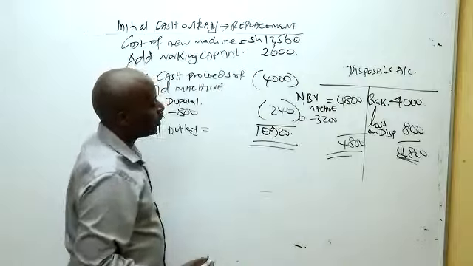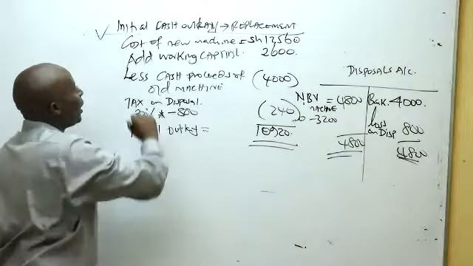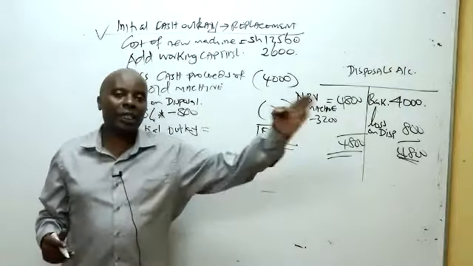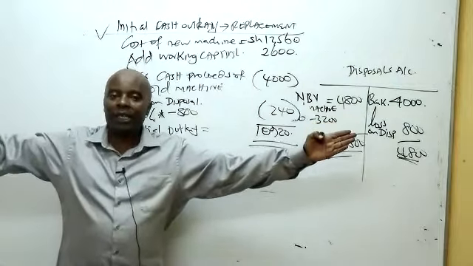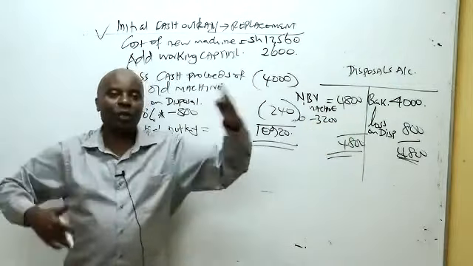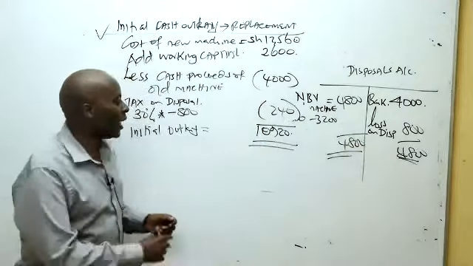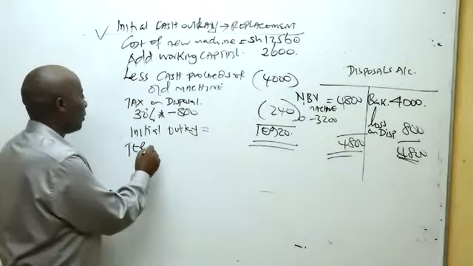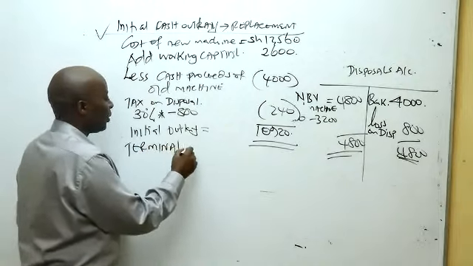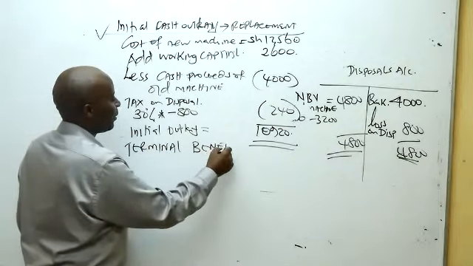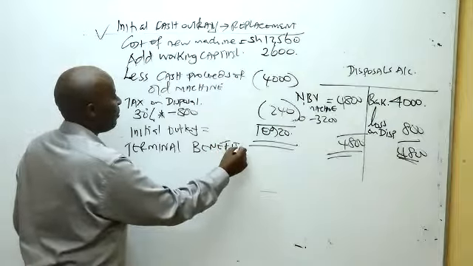Thank you very much. Now, having gotten this initial outlay, I told you three things. Cash flow at the beginning, cash flow at the end, and then cash flow in between. So we've gotten cash flow at the beginning. Let's get cash flow at the end. Cash flow at the end, we normally call that the terminal benefits.